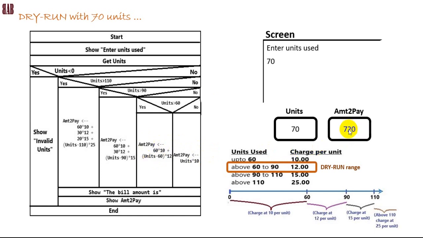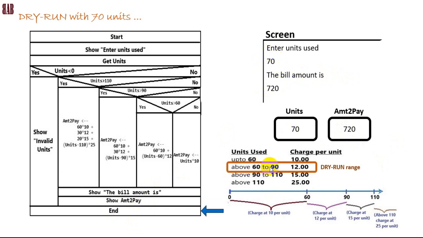So in this 720, as you can see, the first part 60 is calculated using 10. The balance 10 is calculated using 12. That's how 720 came. So now it has gone to that. Now we come to the next line, which says show the bill amount is. So it says the bill amount is. Then go to the next line, show amount to pay. Amount to pay is 720. And terminate.